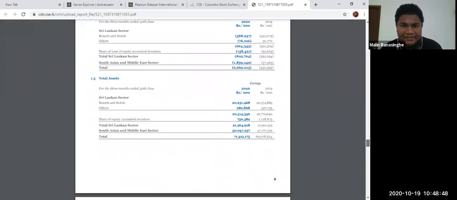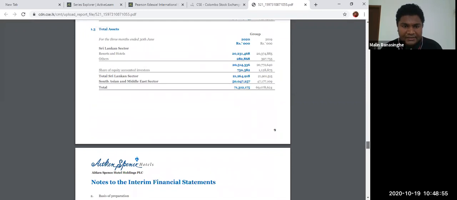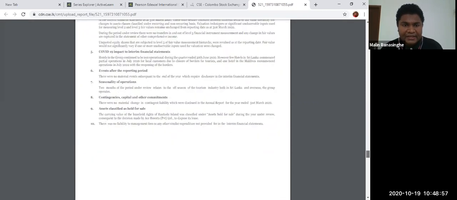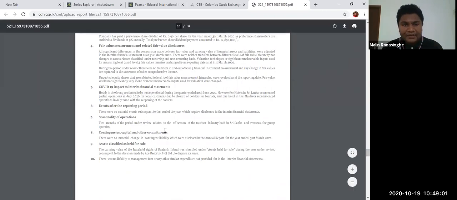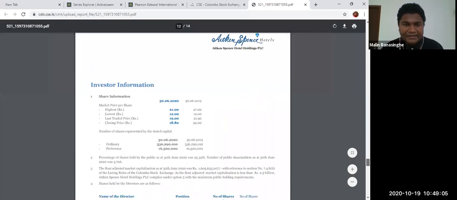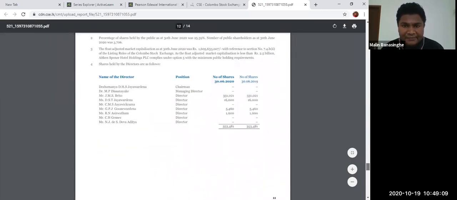Notes to the interim financial statements, segmented reports. They're given because they have hotels and resorts, different hotels, including Kandalama, Heritage, everything. They've given a special note about the COVID-19 impact on the interim financial statements. These are the main shareholders of the company.